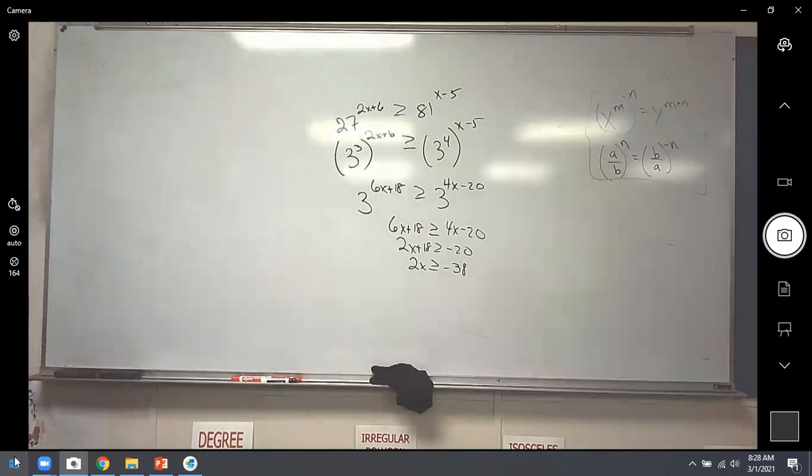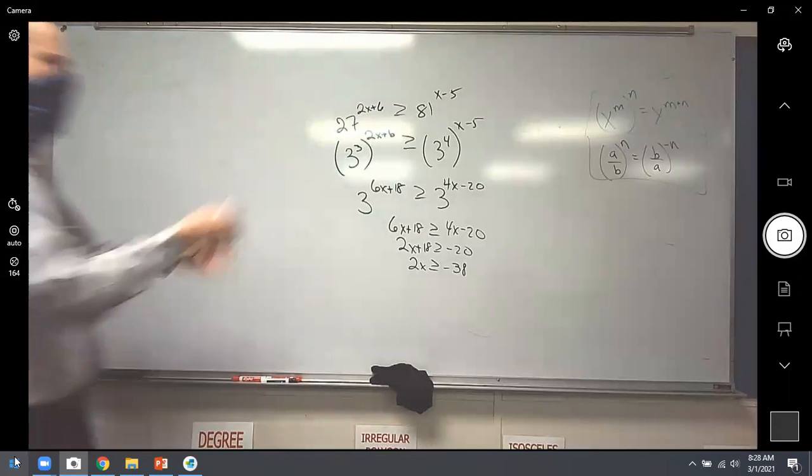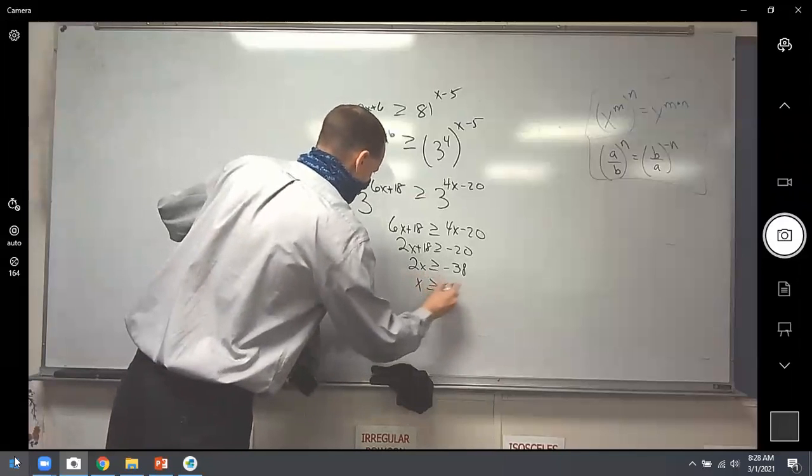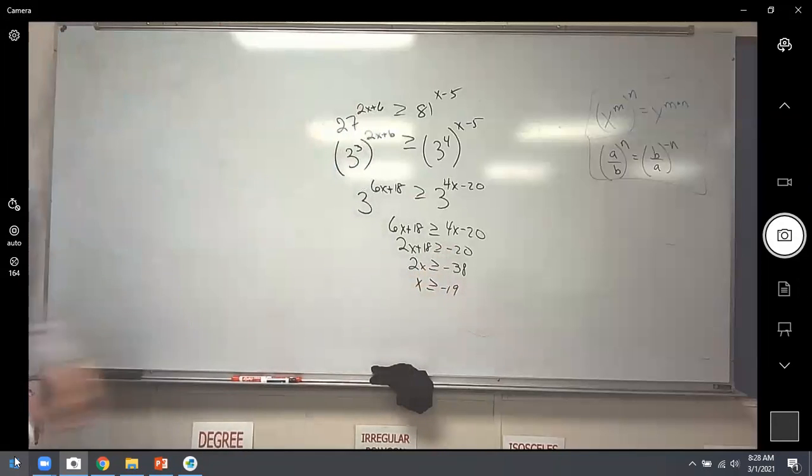And then dividing by 2. But with inequalities, always watch out for multiplying and dividing by a negative, right? If you multiply or divide by a negative, you got to flip it. But we're dividing by a positive, so we don't have to worry about that. So when you divide by 2, you get x is greater than or equal to negative 19. And that's the correct answer.